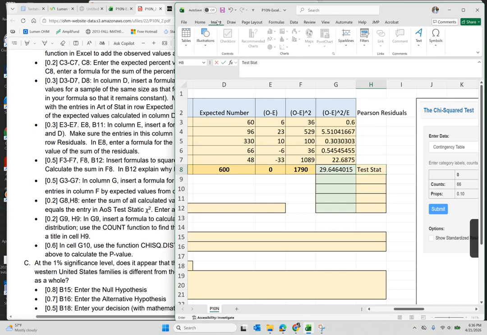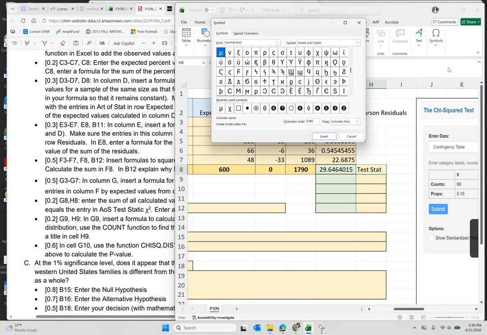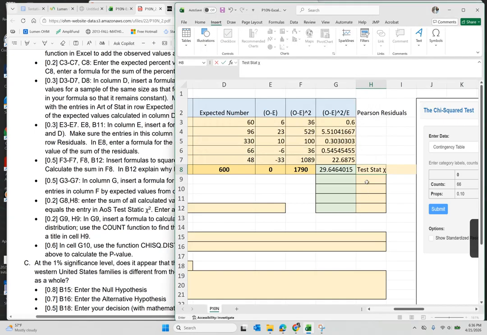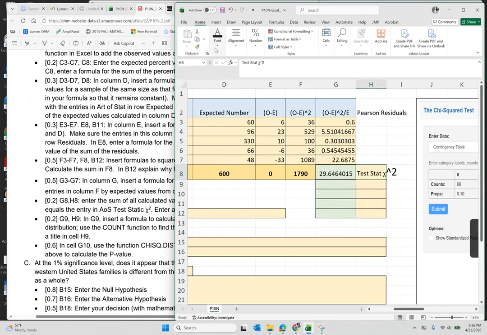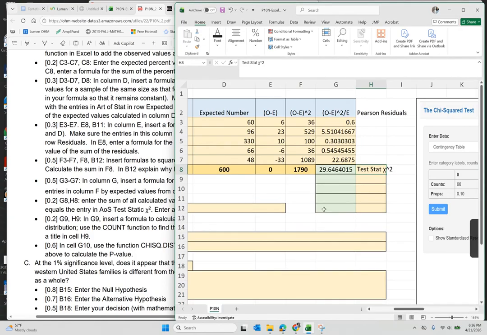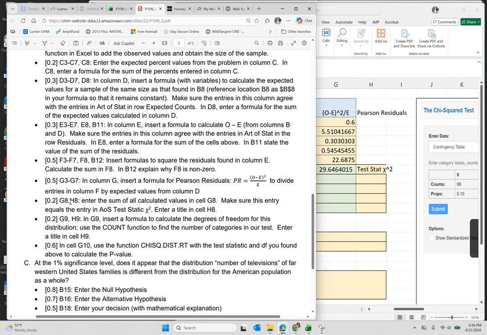Chi is another Greek letter, so insert symbol, and I want to do the chi over here between phi and psi, and chi-squared. There we go. For some reason, after I enter a Greek symbol, it just enlarges the font. I don't know why it does that, but I can fix it just by changing the font size to be the traditional 11 point. Okay, let's go to the next one.